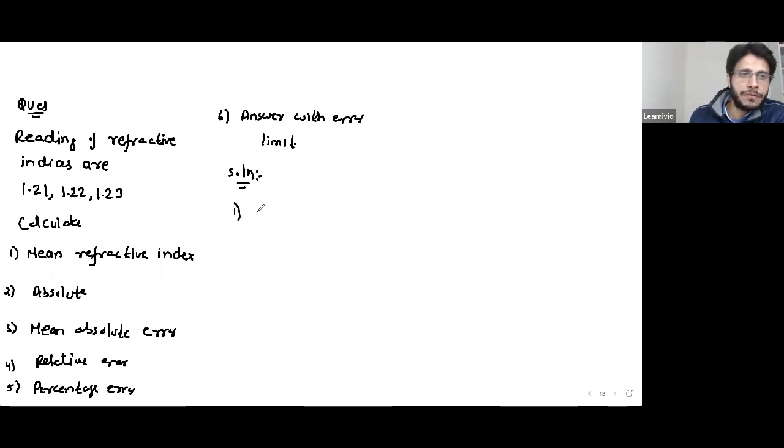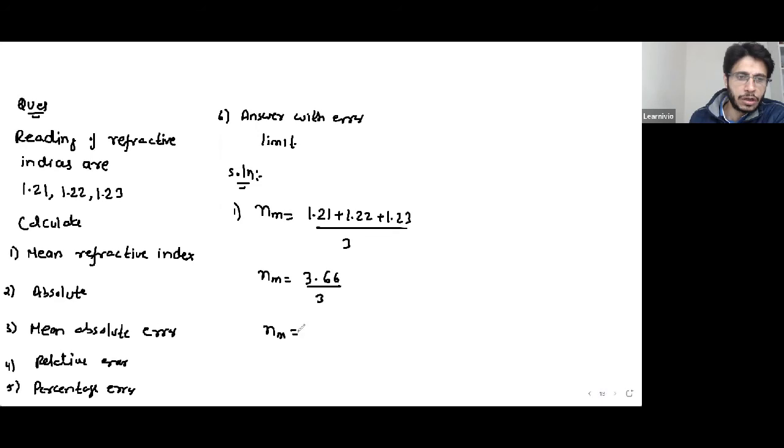So the first one, mean value, is very straightforward. Mean value is just add them up and divide by 3. It's 1.21 plus 1.22 plus 1.23 divided by 3. So the mean value comes out to be 3.66 divided by 3. So the mean value comes out to be 1.22. That's the mean value.